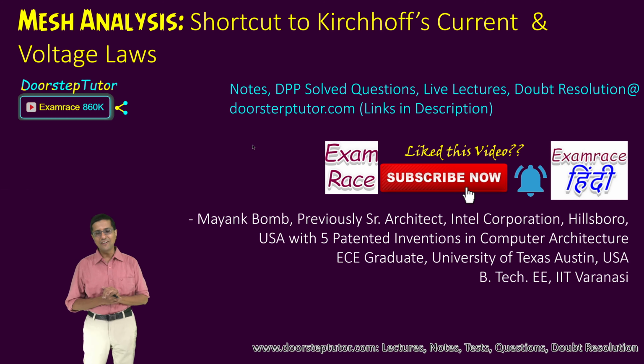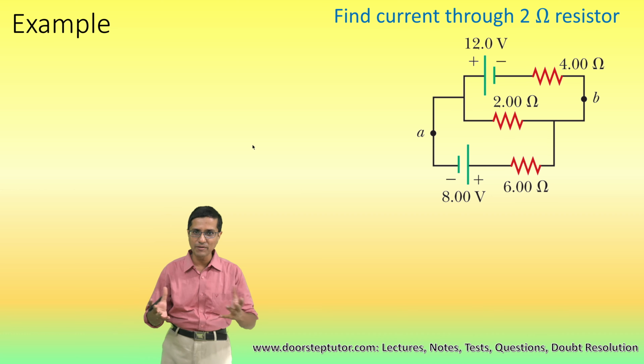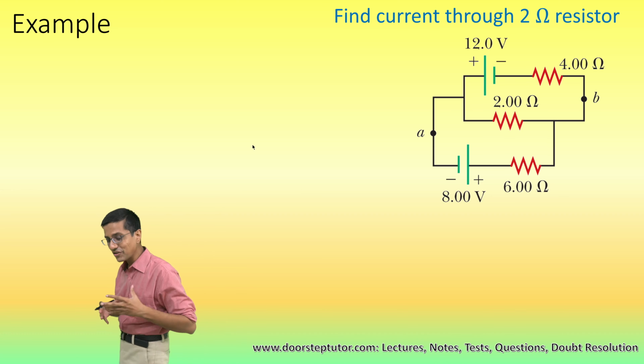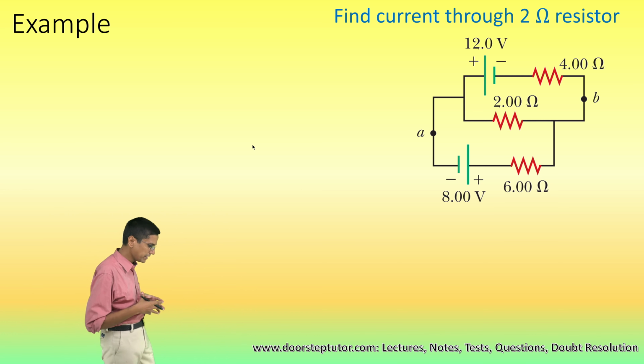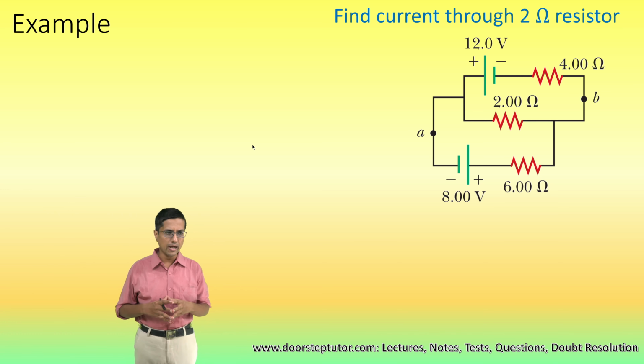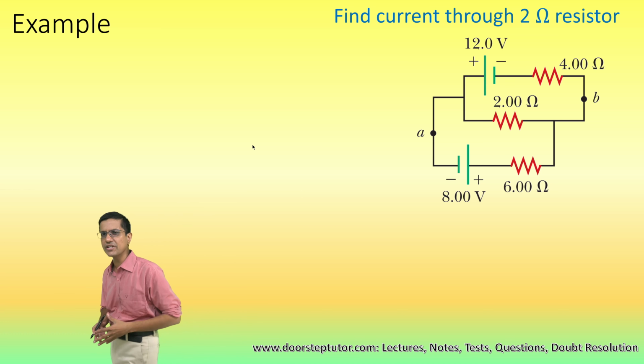Now we have already understood Kirchhoff's current and voltage laws, and I hope you have solved several problems based on the Kirchhoff laws. One of the things that you might have noticed is that sometimes solving all those equations in Kirchhoff laws becomes quite cumbersome. So many problems yield 3 or 4 simultaneous equations which we need to solve.